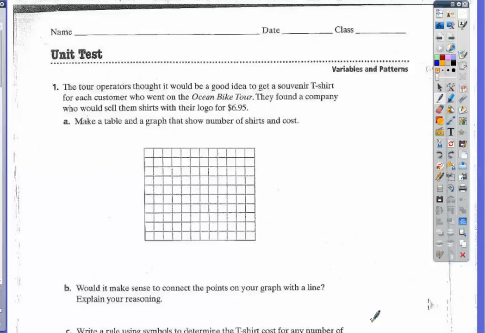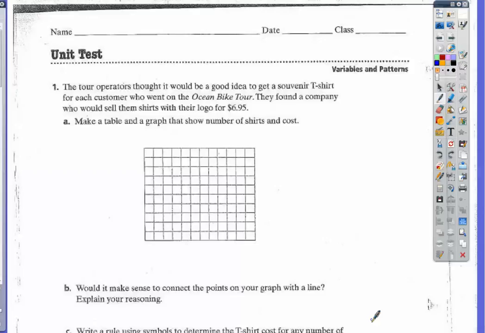All right, number one. The tour operators thought it would be a good idea to get souvenir t-shirts for each customer who went on the ocean bike tour. They found a company that would sell them t-shirts with their logo for $6.95. Make a table and a graph to show the number of shirts and the cost. Okay. It doesn't specify how many shirts we need to go up to.